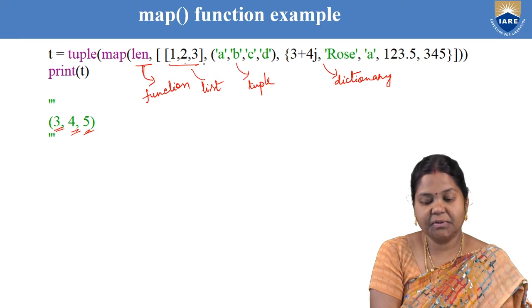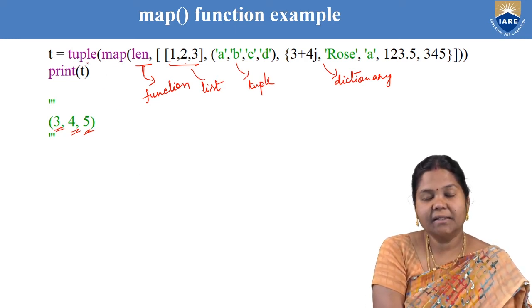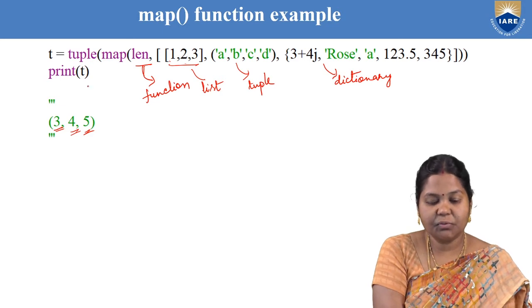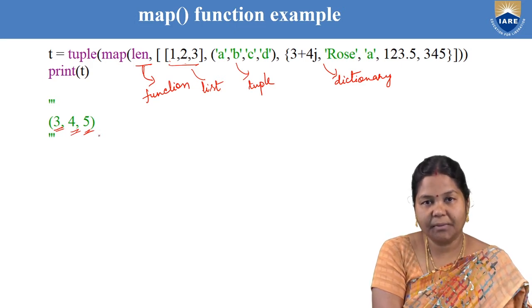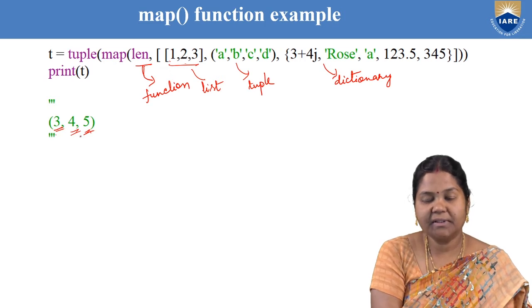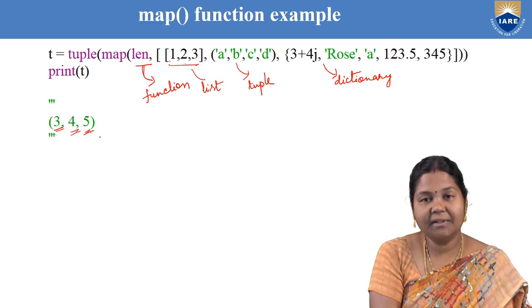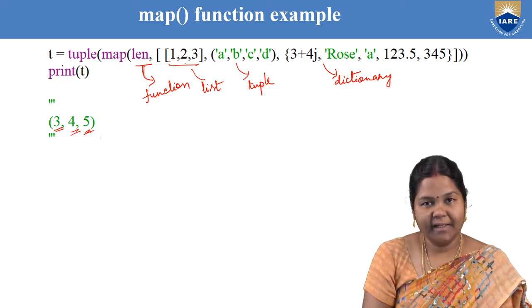The function is executed on different iterables, and then finally the output is converted into a tuple. So we are printing the tuple. We are getting the length of each iterable, which is stored in a tuple: 3, 4 and 5. 3 is the length of the list, 4 is the length of the tuple, and 5 is the length of the dictionary. This is how the map function executes.